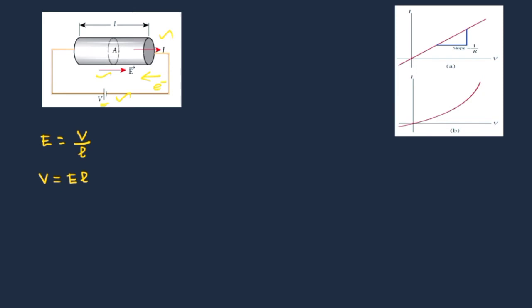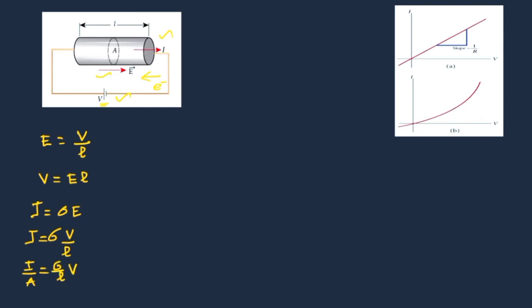Now, this microscopic form tells us J equal to sigma into E, right? J equal to sigma into E. Now, J is equal to sigma into what is E? E is V by L. And what is J? J is I by A. So I by A is equal to sigma by L into V. This is what we are getting.